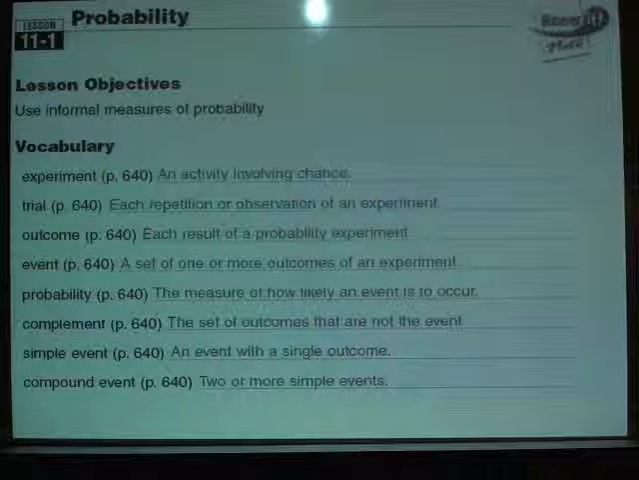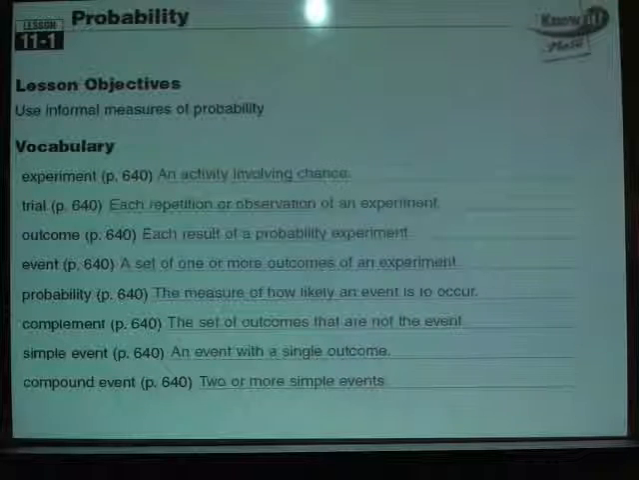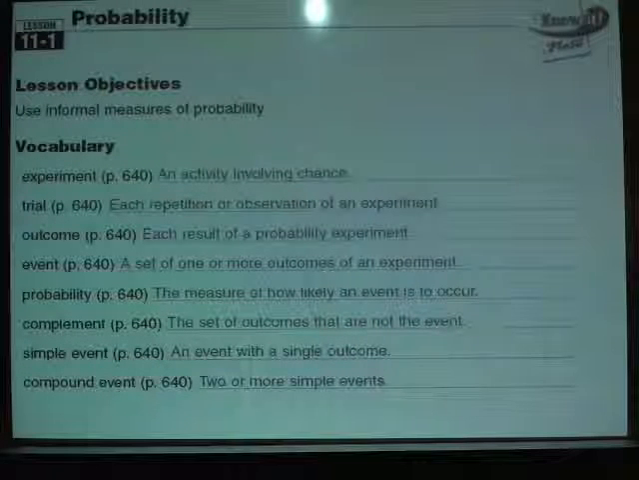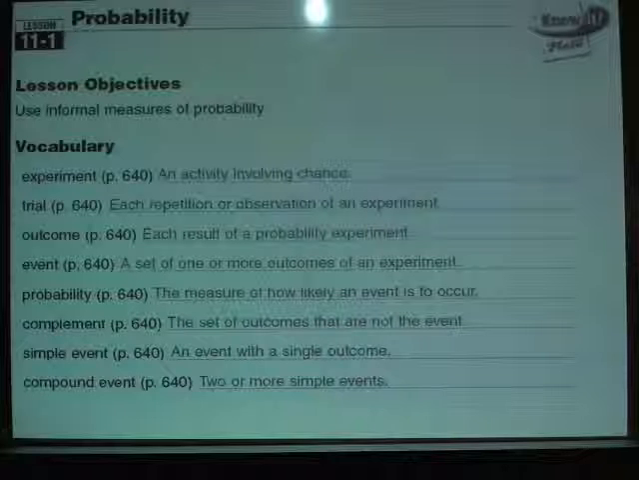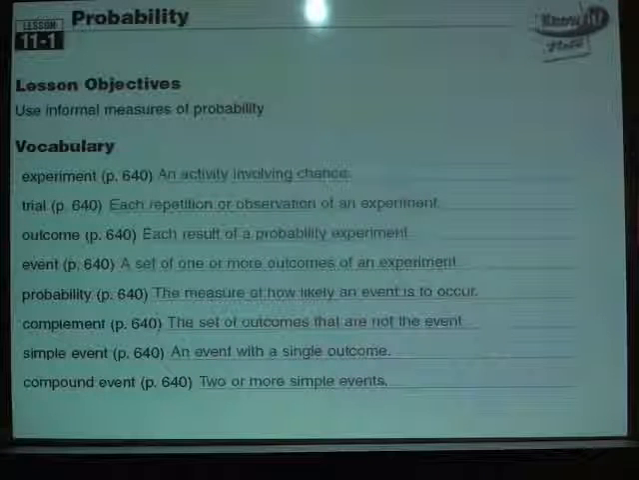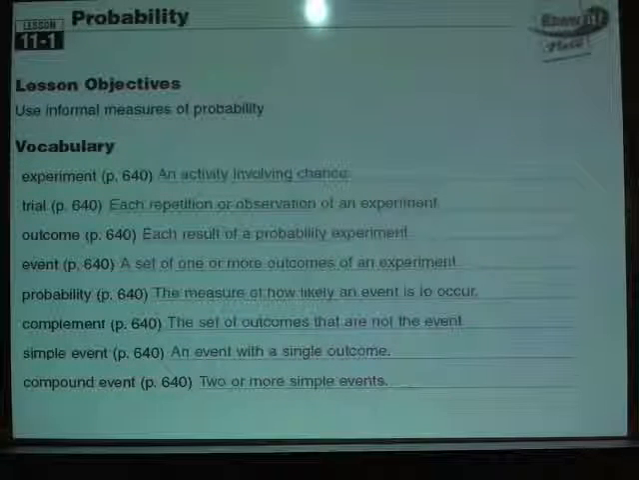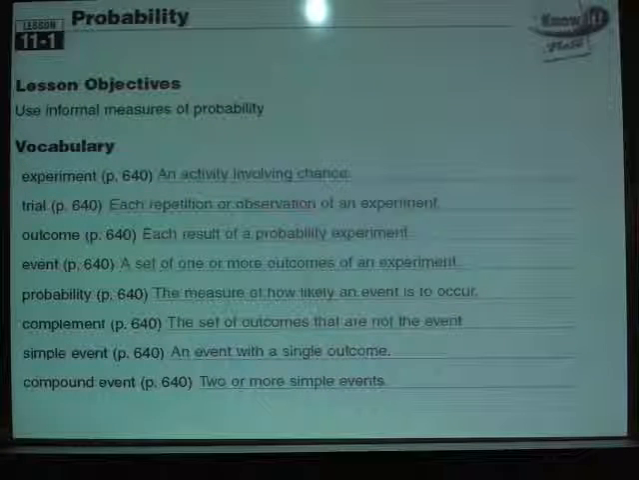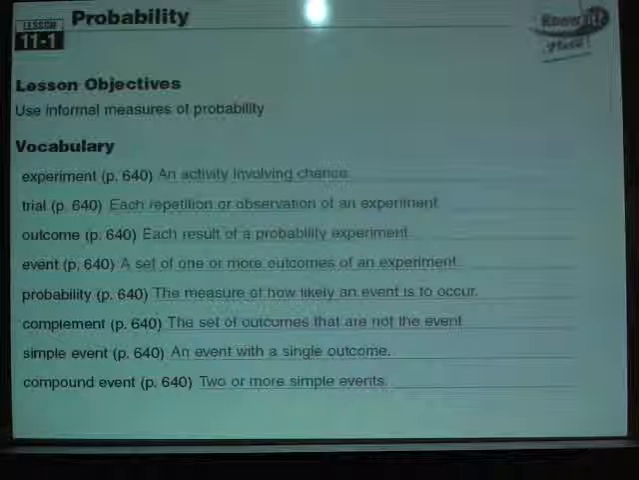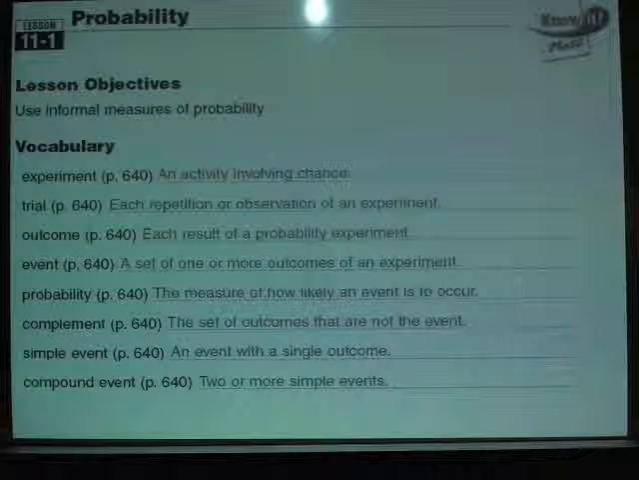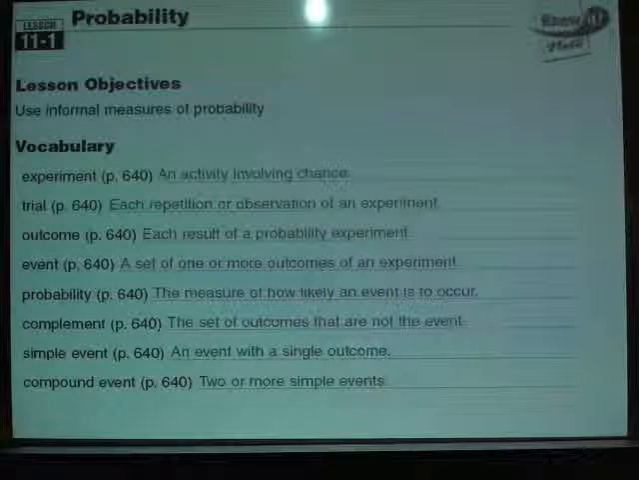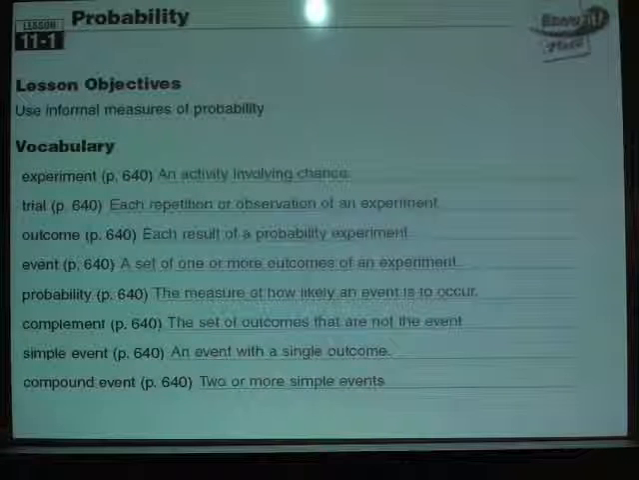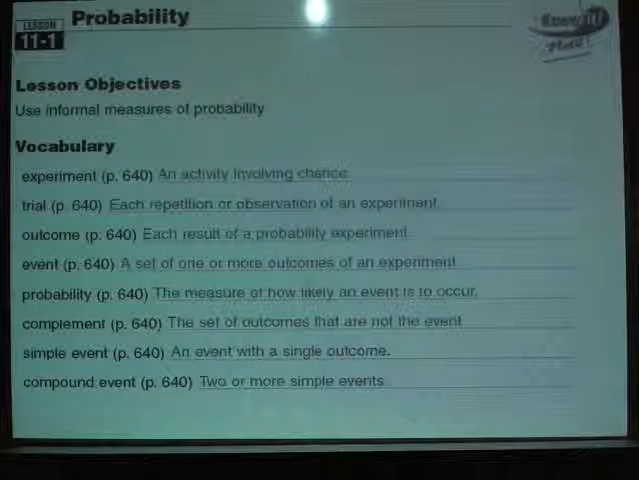Definition of experiment, that's an activity involving chance. So if you can come up with an activity involving chance, it's an experiment. Definition of a trial, that's each repetition or observation of an experiment. So whatever it is we determine that involves chance, every time we do that experiment over and over again, the result each time is one of the trials.